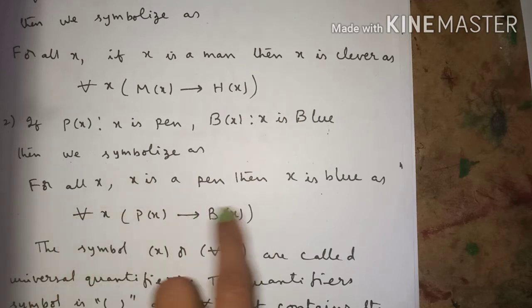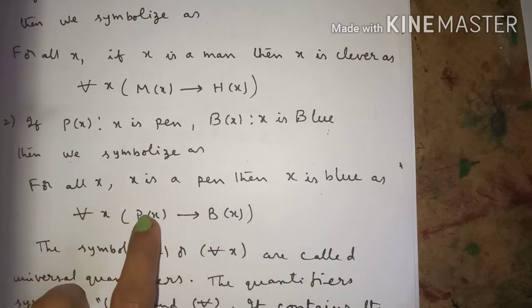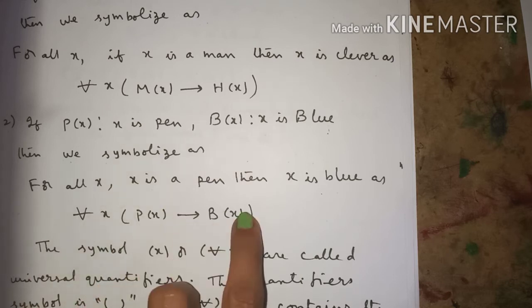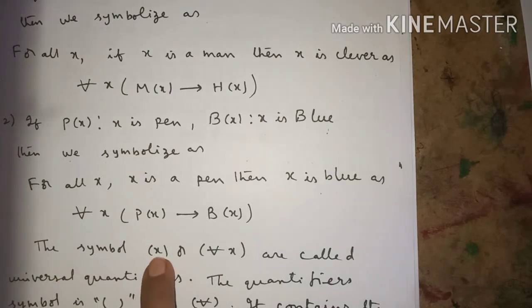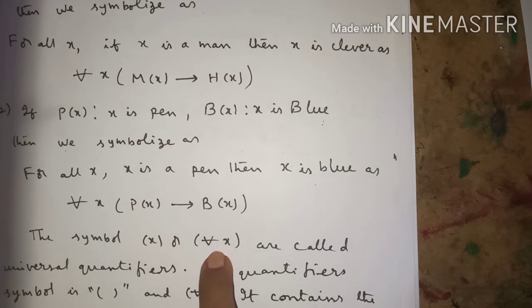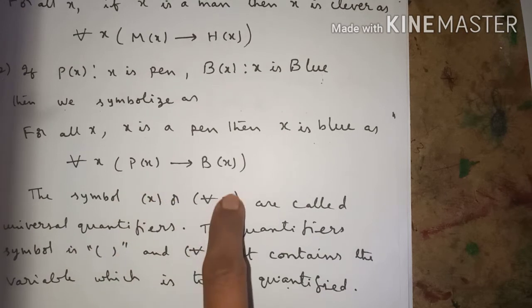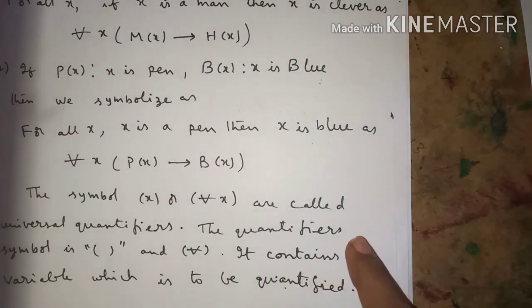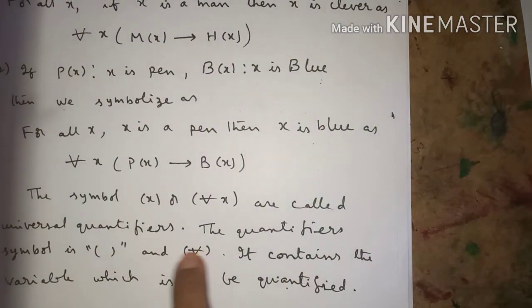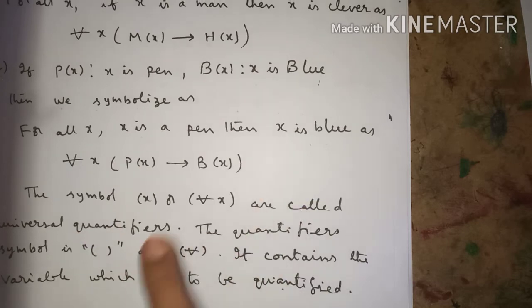What is the meaning of this one in words? For every x, or for all x, if x is a pen, then x is blue. This is an example of a universal quantifier. The symbol for all x, or for every x, is called a universal quantifier. These two are the examples. The quantifier symbol is for all x, with the closed bracket.